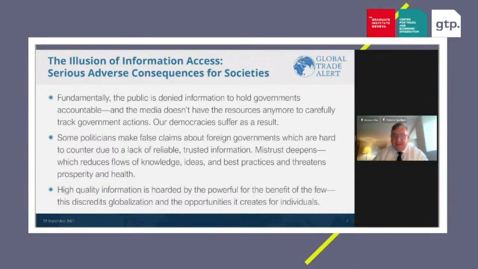So fundamentally, the problems that I've just shown you deny the public information to hold governments to account. The media often doesn't have the resources to carefully track government actions either, and as a result, our democracies suffer.